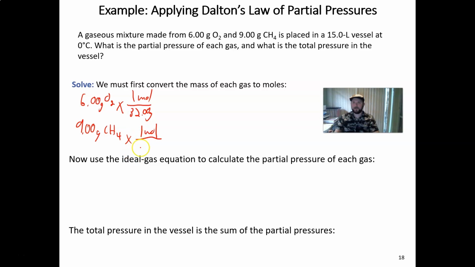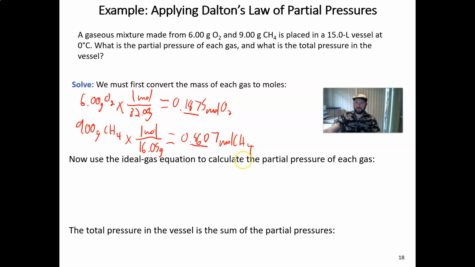Putting that in my calculator. It was a long night. 16.05. There we go. So we get 6 divided by 32 is 0.1875. We don't have that many sig figs, but I'm going to keep that other one to avoid rounding error. And 9 divided by 16.05 would be 0.5607. Again, just keeping one extra. This, of course, would be moles of O2, and this one would be moles of CH4.